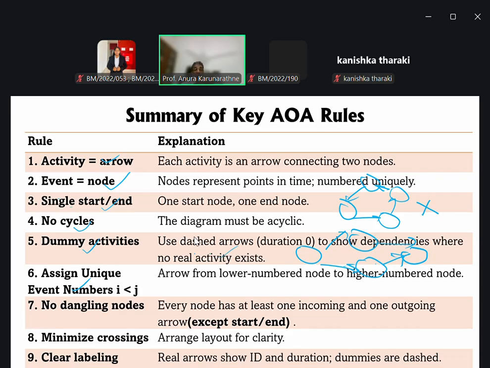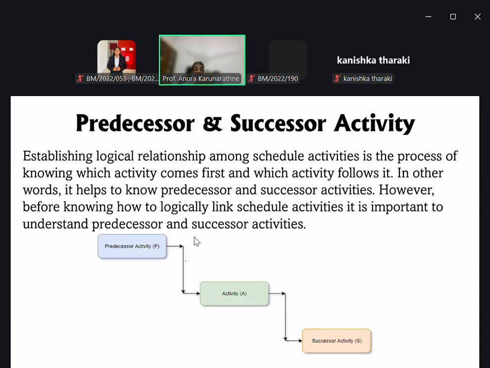Nodes, except the starting point or initial point and the ending point, we have no dangling nodes. So always we have to link with arrows and again link with nodes. Minimizing crossings: crossing is not accepted by this particular method. Then labeling. So you can see.